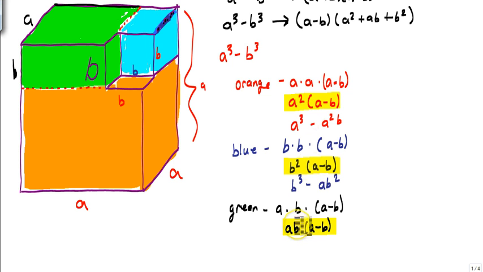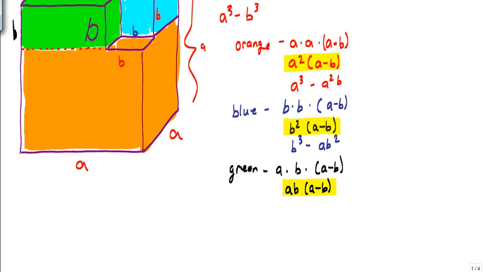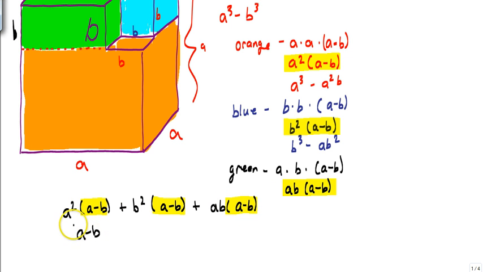So I'm going to use the highlighted form when I add these together because I want to keep that common factor. When I add them all up, orange plus blue plus green, that's going to give me my total volume. So I do a squared times a minus b plus b squared times a minus b plus ab times a minus b. Because each one of these has a common factor, I can factor that out. So I'm going to do a minus b, the quantity, times what's left. To get this whole piece here, I have to multiply by a squared.